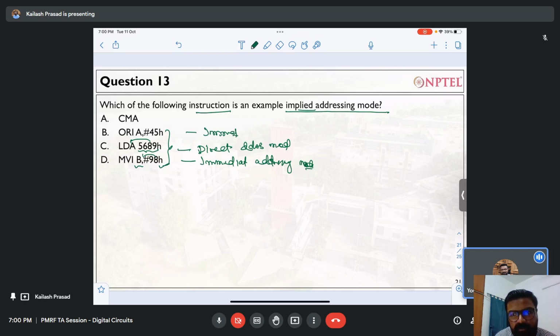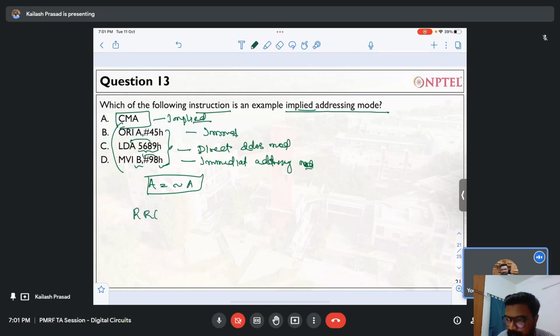However, the instruction will take care of whatever has to be executed, and this is what we call implied. In an earlier example I said that CMA means A is not of A, right? But nowhere it has been written what address and what value you have to use. It has been implied in the instruction itself. So the complement instruction is one kind of implied instruction. The other implied instructions are RRC and RLC, right?